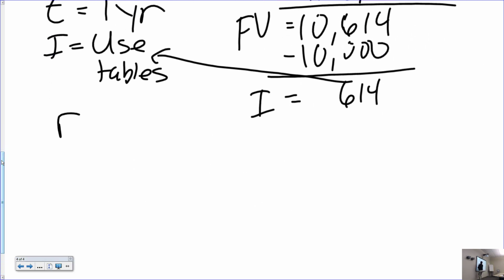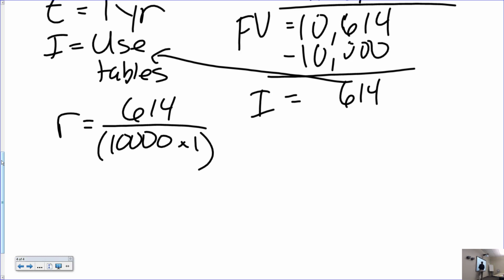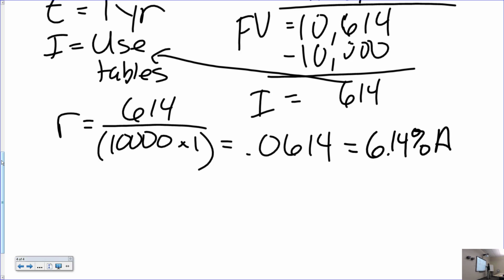So, what is our R going to be? 614 divided by 10,000. Technically times 1, right? But 10614, that's the rate. I want it as a percentage. 6.14. There you go. So in an account that is paying 6% compounded quarterly, you will be earning 6.14% APY.